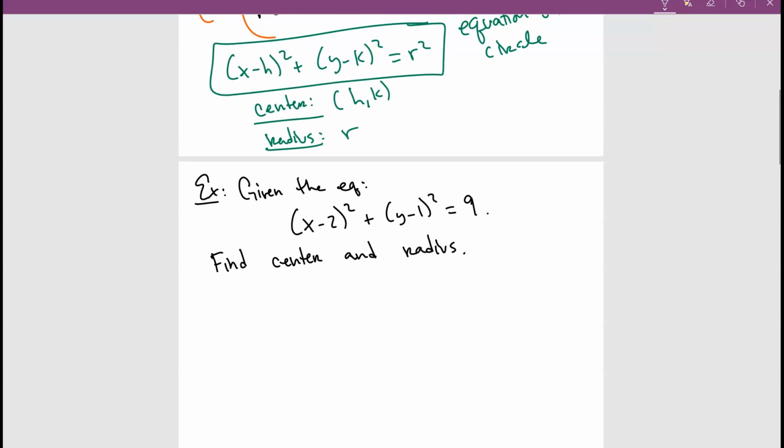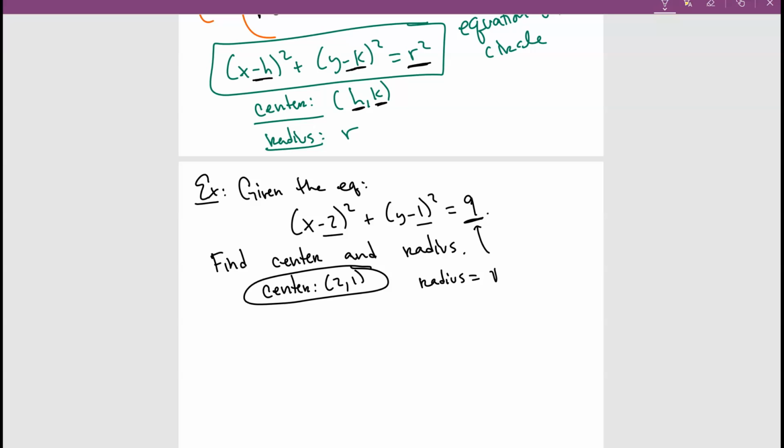Something to really look out for is that h and k have opposite signs. Notice that this is a negative, and this is a negative. The center is going to be the opposite of whatever that is. So our center in this case is going to be 2, 1, because they're negative there, so now they're positive here. That's my center. My radius is going to be r, but notice that here we have r squared, so in order to find r, let's take the square root. The square root of 9 is 3. So my radius in this case is equal to 3.